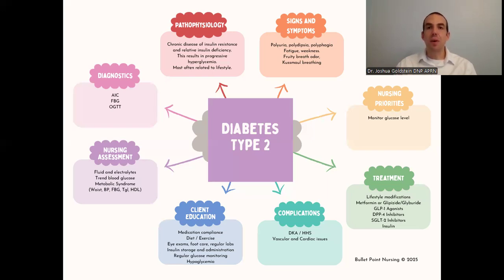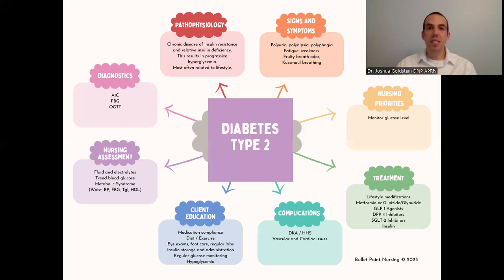The signs and symptoms. And I want to go through this because this is all really common stuff on your test and eventually on the future NCLEX. Polyuria, polydipsia, and polyphagia. Polyuria is excessive urination. Polydipsia is excessive thirst. Polyphagia is excessive hunger. Those are the three classic signs and symptoms of diabetes type 2, but there's a bunch more.